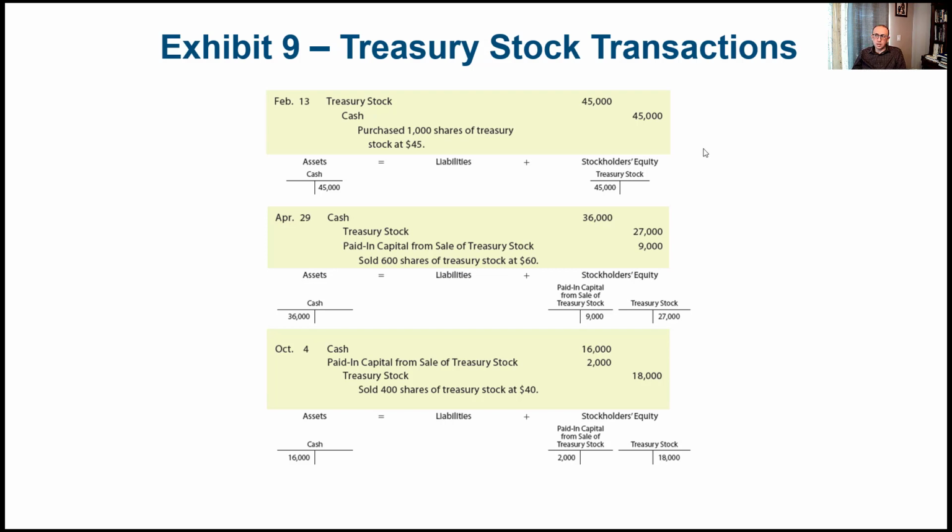They purchased 1,000 shares at $45. So we debit treasury stock for $45,000. And again, that's a contra equity account. And we credit cash for $45,000.